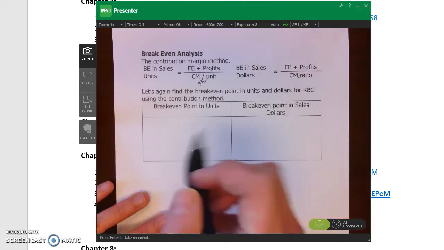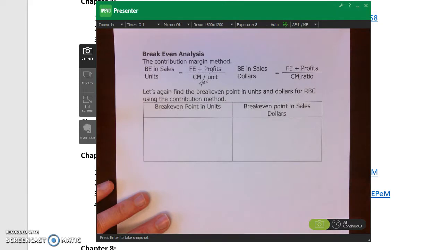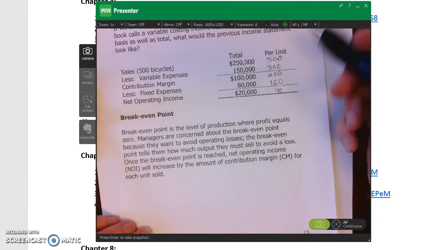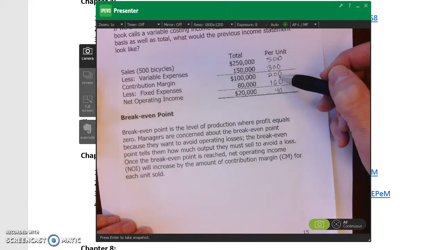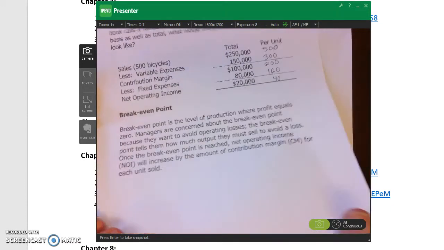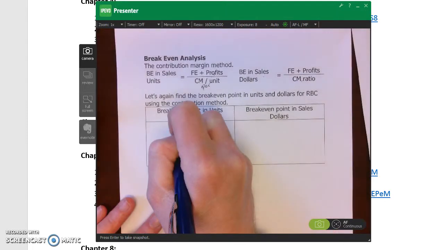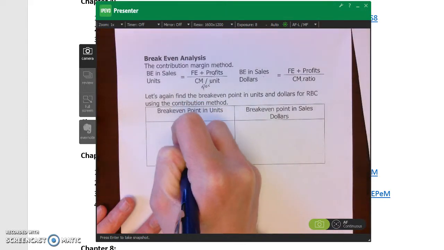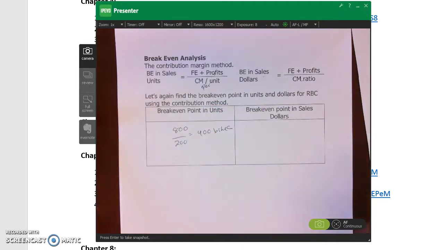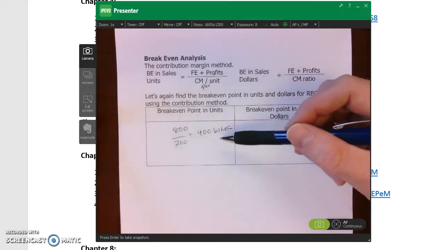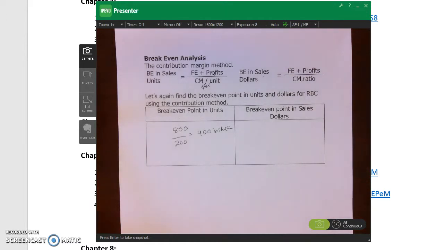Okay? So if we apply this to what we've been dealing with here with our RDC bicycle, we can say our fixed expenses are 80,000, and then remember our CM per unit is 200. So we take our 80,000 divided by our 200. Remember, we have to sell 400 bikes. Now, how do we do that in terms of sales dollars? Well, because we're only dealing with one bike, we could just take the 400 bikes times the sales price per bike, which is $500, to give you the $200,000.